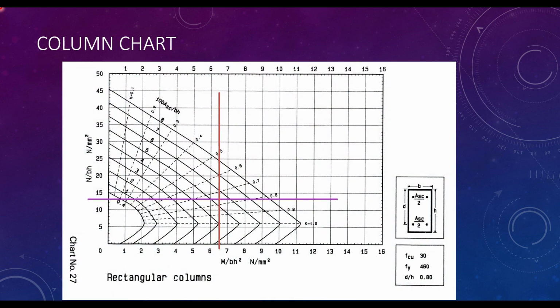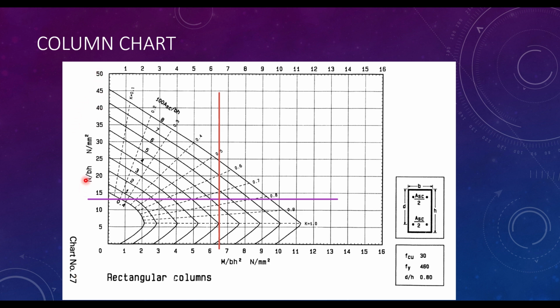So we are going to be using the normal column design chart that we all know. In order to select a chart, you need to use these three factors: the FCU of the concrete, the FY of your steel, and D over H. So our FCU is 30, FY is 460, D over H is 0.8. So that's why we select chart 27.